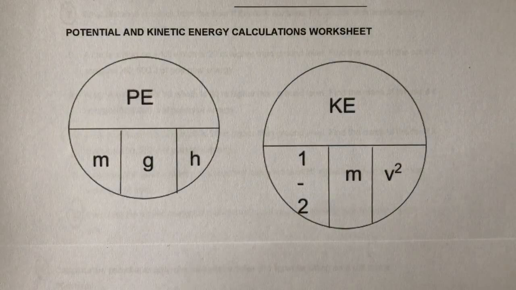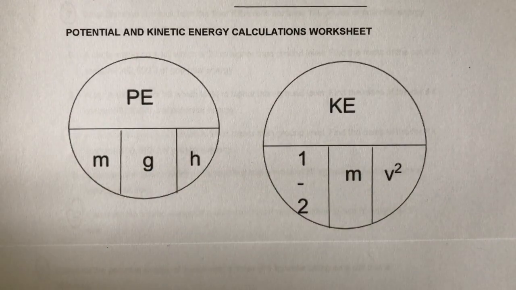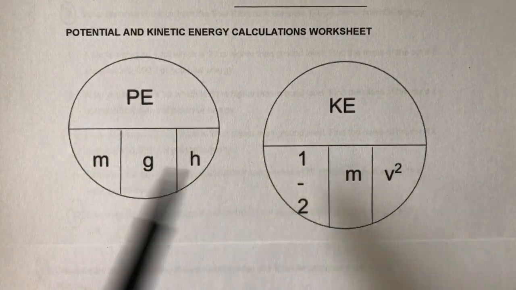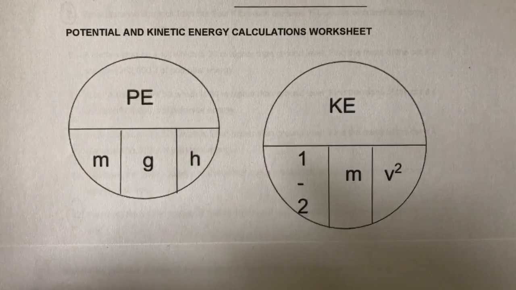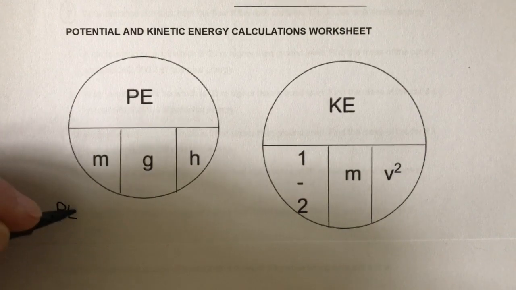All right, ninth graders, today we're going to work on doing some calculations on potential and kinetic energy. And I've put the two equations right here. For potential energy, it's mass times gravity times height. I'll just write it like this.